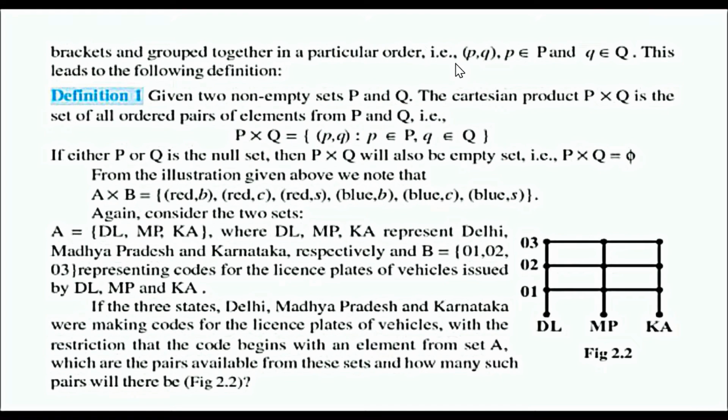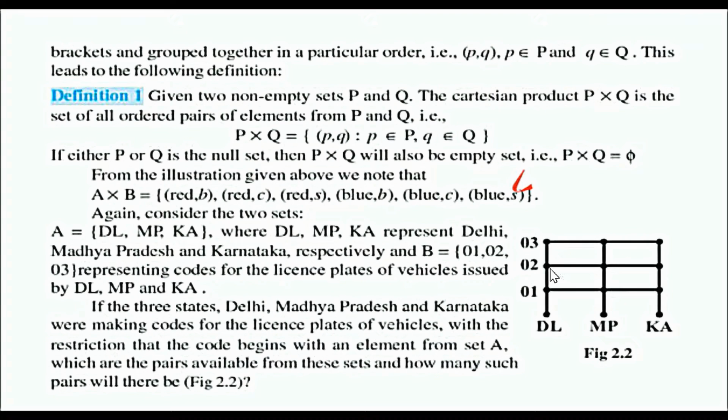Now let us formally see them, because this (p, q) is the ordered pair where p belongs to the first set and q belongs to the second set. So by definition, if there are two non-empty sets P and Q, why non-empty? Because if there is an empty set, there will be no result of your Cartesian product. So for non-empty sets P and Q, the Cartesian product P × Q is the set of all ordered pairs (p, q) of elements, where p belongs to capital P and q belongs to capital Q. If either P or Q is the null set, then the Cartesian product P cross Q is going to give you a null or empty set. So this A cross B is what, as we have just seen in this result.